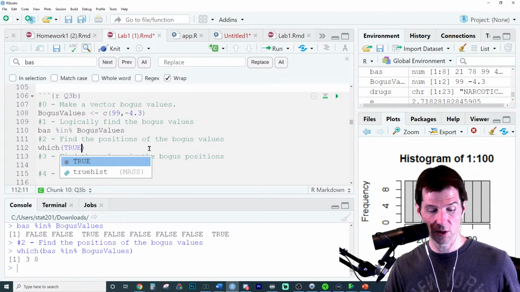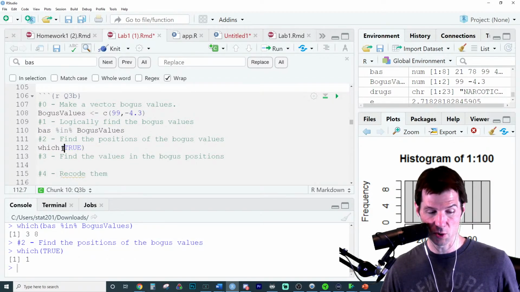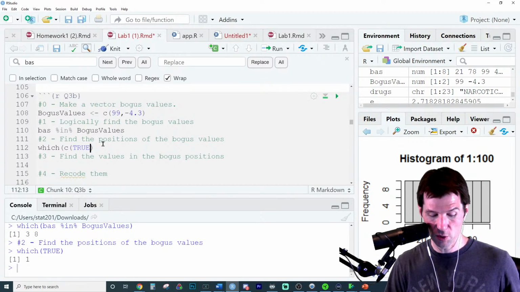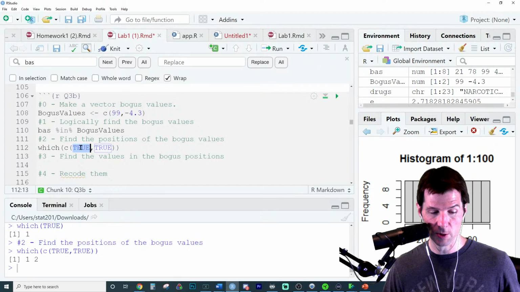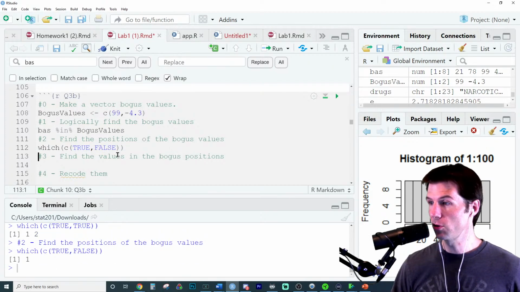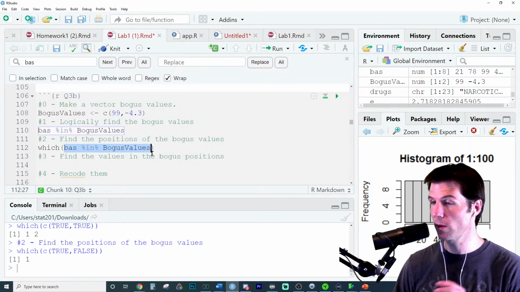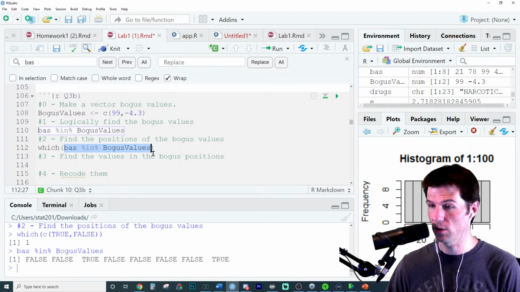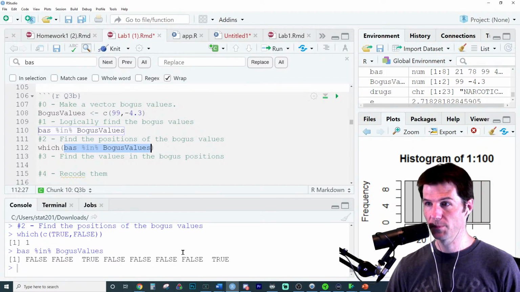If I put true inside of here, it'll return 1 because that's where the true is at. If I put something like true, true, it'll return 1, 2 because true is in position 1, true is in position 2. If I put a false here, we'll still get 1. So it's just returning the positions of where the truths are at because this is just a logical vector. Remember, this right here evaluates to this, so it's just a logical vector.